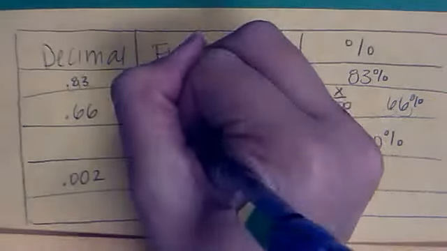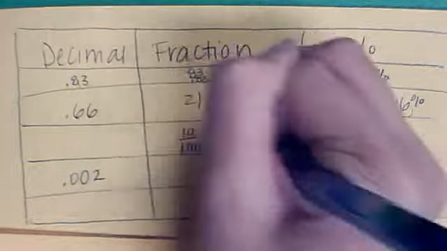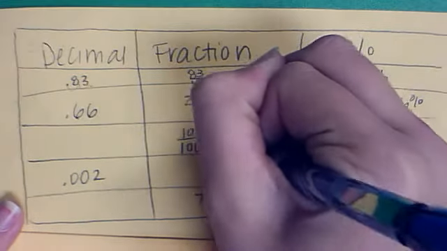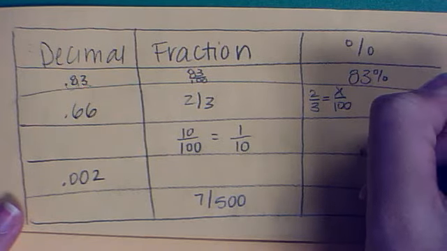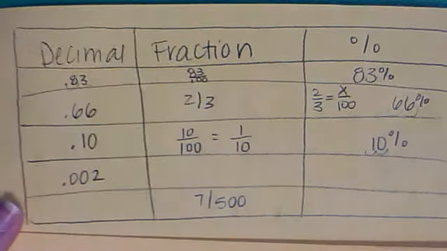On the next one, we're talking about 10%. To make that a fraction, we're going to do 10 over 100. That one can be reduced to 1 over 10, and that would be our fraction answer. To get the decimal, we move the decimal point over 2 places to the left, which is 0.10.